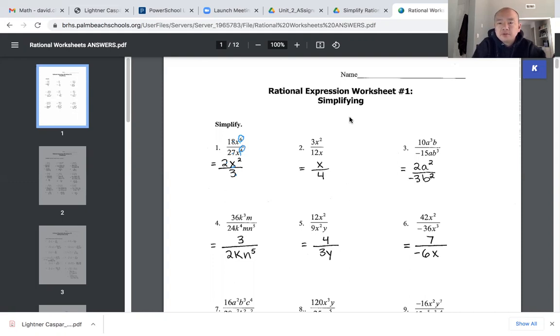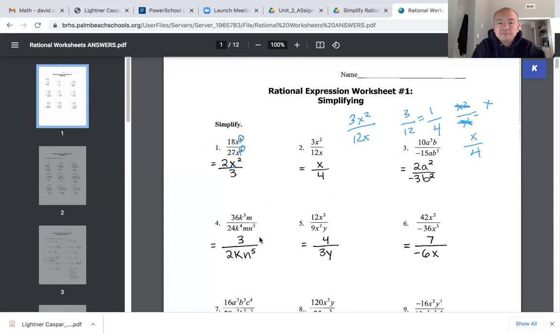So for number 2, for example, we have 3x squared over 12x, right? We're going to separate this over. So 3 over 12 and then x squared over x. 3 over 12, if you simplify that, that's 1 over 4, right? And then x squared over x, there's 2 x's here, there's 1 here. So you're going to cancel this 1 here. And so you have 1 x left over on top. So the final answer is 1 times x, which is x over 4.